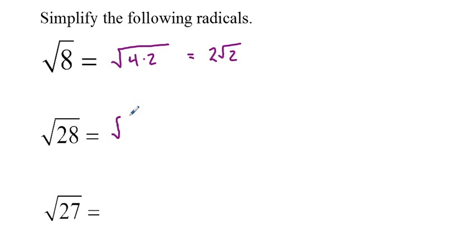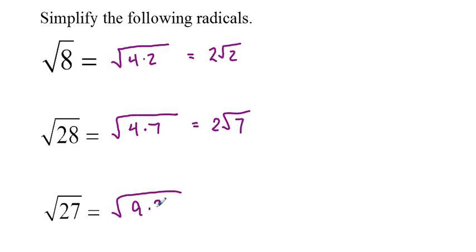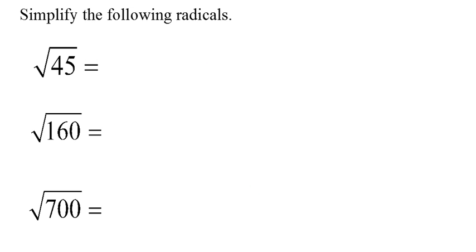28 also has 4 as a factor. We can write that as 4 times 7. So our answer, square root of 4, is 2, and the 7 remains inside. When we get down to square root of 27, we're going to have the perfect square 9. 9 times 3. Square root of 9 is 3, and we have a 3 left inside. All right, I would encourage you to try these before I go over these.